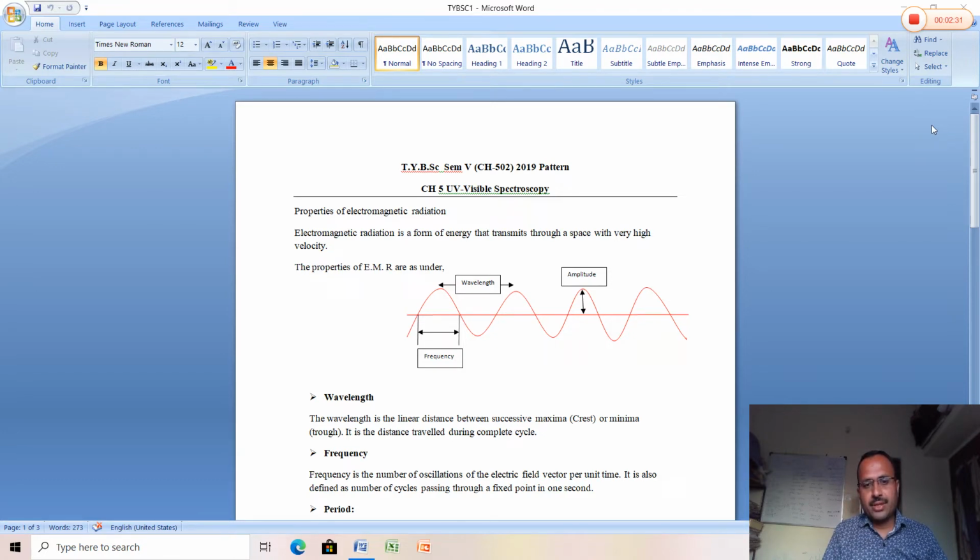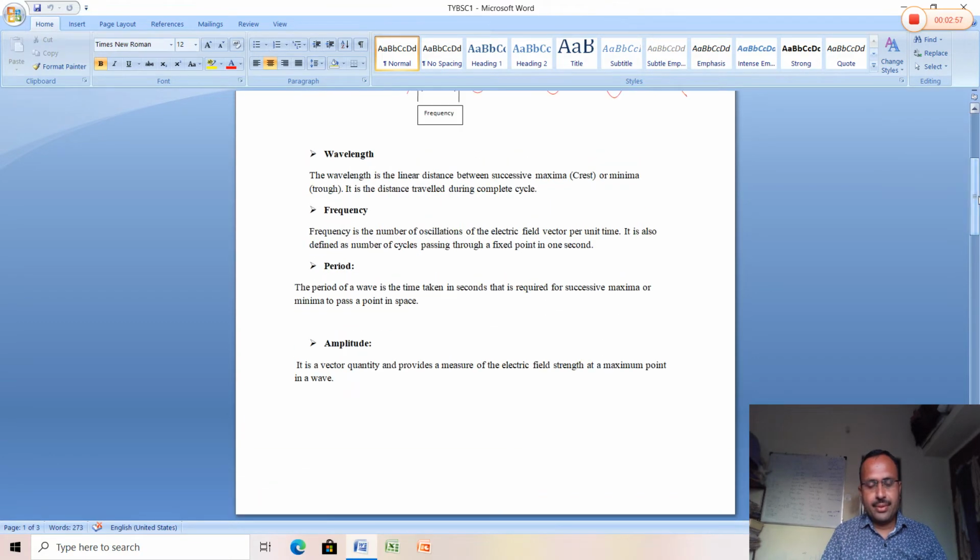Now wavelength is mostly considered as the first property of electromagnetic radiation. The wavelength is the linear distance between the successive maxima, regarded as a crest, or minima, regarded as a trough. It is the distance traveled during a complete cycle. Then frequency is the number of oscillations of the electromagnetic field vector per unit time. It is also defined as the number of cycles passing through a fixed point in 1 second.